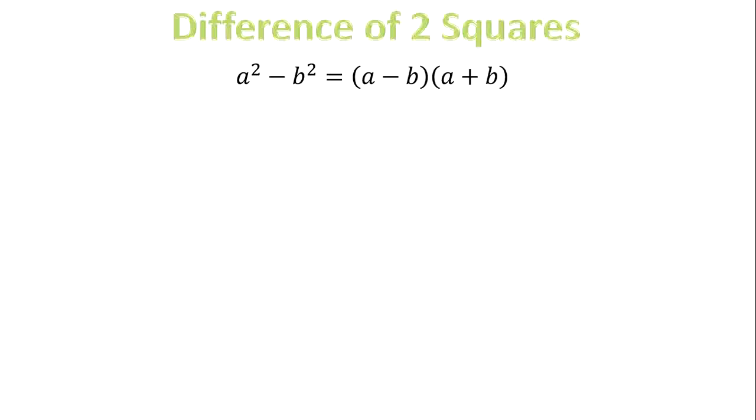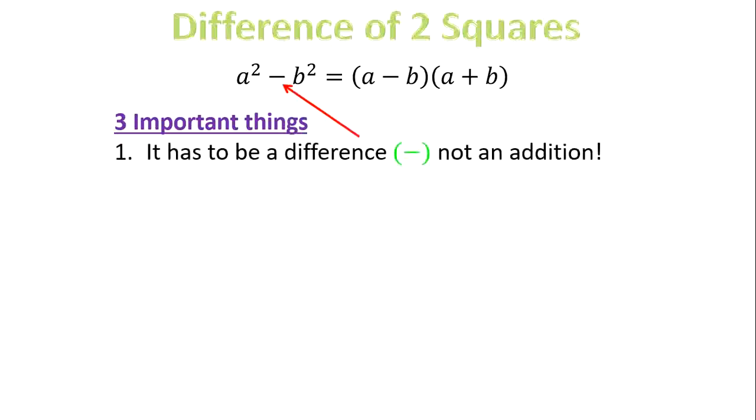Now whenever we are considering factorizing as a difference of two squares, there are three important things we need to check. The first thing, it has to be a difference. It can't be a squared plus b squared. It has to be a difference. The second thing, there are normally two terms only. There are exceptions, but for the most part there are two terms.